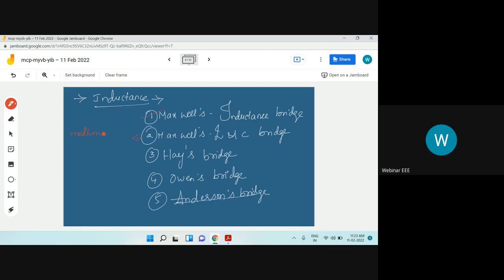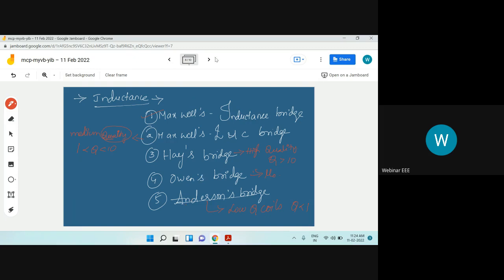Maxwell's inductance and capacitance bridge is used only for medium quality factor values, that is lying from 1 to 10. Whereas Hayes bridge is used for high quality factor values, where the value is more than 10. Whereas Owen's bridge is used for the incremental inductance method, whereas Anderson's bridge is used only for low quality coils, that is Q is less than 1. So based on the quality factor, the selection of the bridges is going to lie.